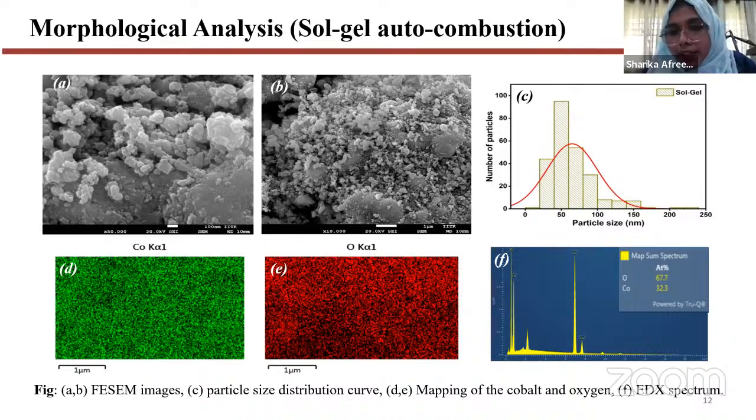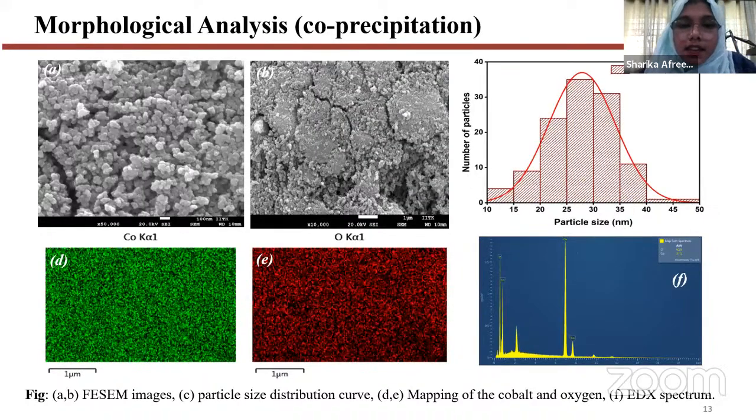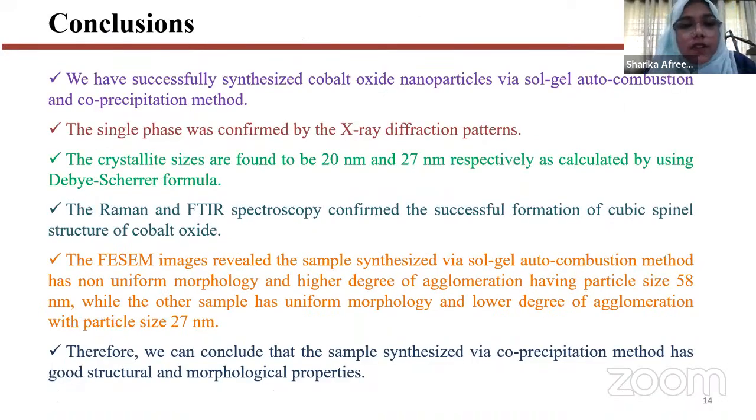So the average particle size is 58 nanometers, and the EDX spectrum is used to confirm the elemental composition present in the sample. And these are the FESEM images of sample 2, which is synthesized by the co-precipitation method, and the particle size calculated from the particle size distribution curve is found to be 27 nanometers for this sample 2. So the conclusions: we have successfully synthesized cobalt oxide nanoparticles via the sol-gel autocombustion and co-precipitation methods.